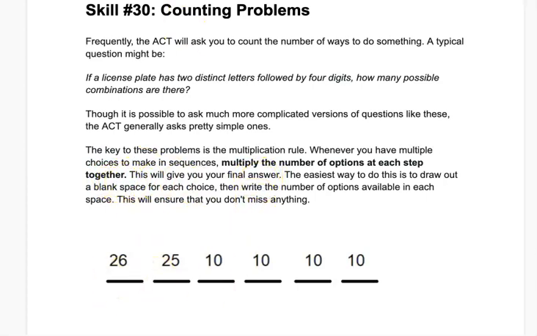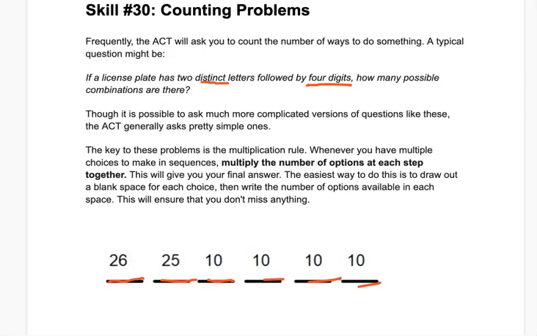I call it the slot method. You should just create a little slot for each place, just like we've done here, and then you just put it in. We've already put it in here for you. Since they said two distinct letters, the first possibility has 26 letters and the second possibility has 25 letters, because if it's distinct, it can't be the same one, followed by four digits.